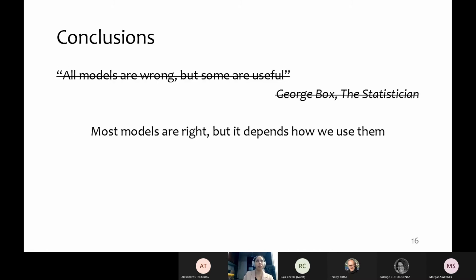So to conclude, I'm sure many of you are aware of this quote by George Box that all models are wrong, but some are useful. What I hope I managed to convince you a little bit is that most models are actually not bad. They're quite right, but it depends how we use them.